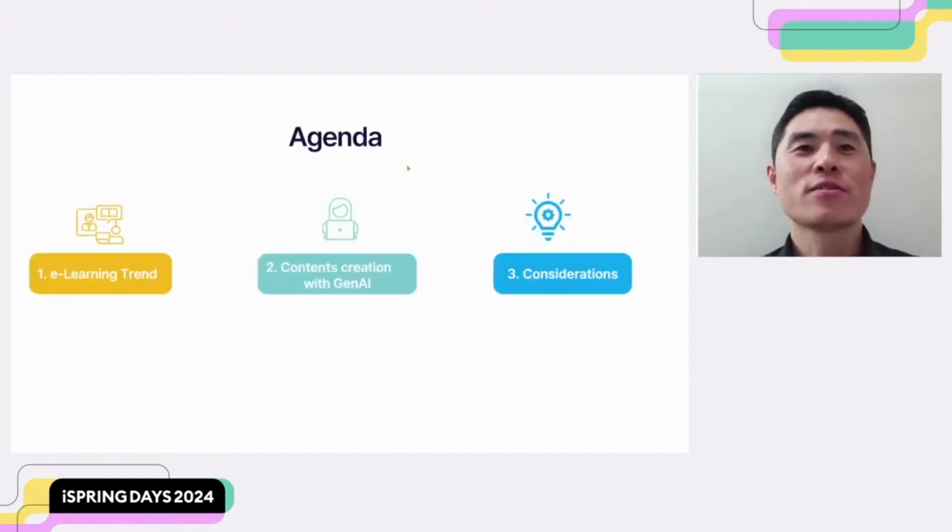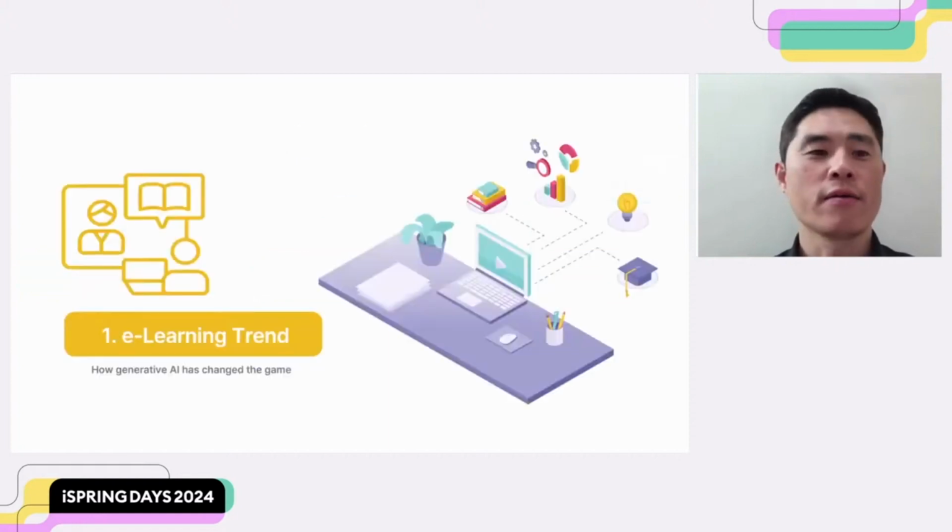There are 3 items on today's agenda. First, we are going to talk about e-learning trends. Second, we will talk about how to use generative AI to create e-learning content. And third, we will discuss what you need to consider when you are using generative AI. Okay, so let's dive into our first topic, the e-learning trend.